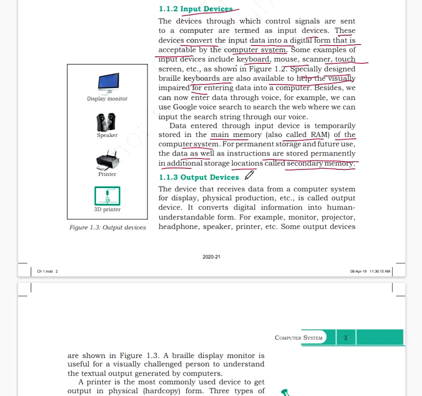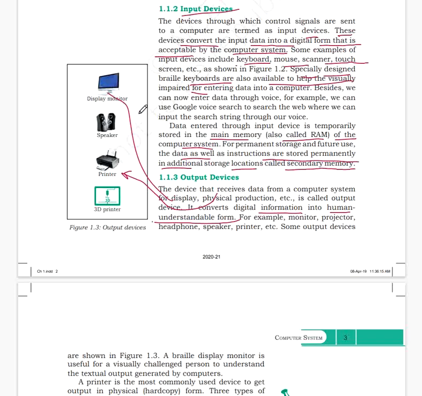Now some output devices: the devices that receive data from a computer system for display, like a monitor, or for physical production, like a printer, etc., are called output devices. They convert digital information into the human understandable form. Basically, output devices are responsible for converting the digital data into the human acceptable form.